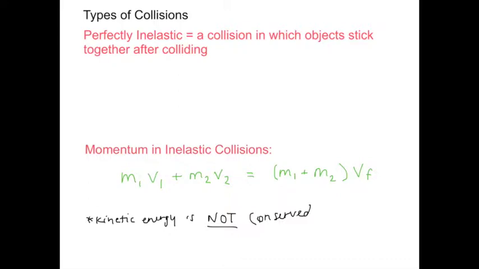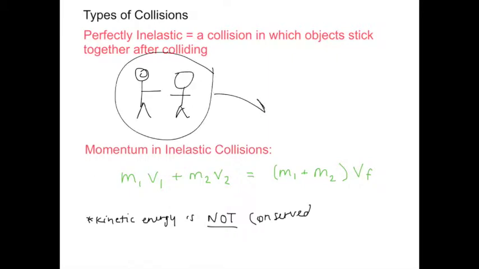So you can imagine, for example, a football player that tackles another football player. The two would stay together as they fall to the ground. They would be stuck together down here in this conjoined mass. Now let's look at how momentum works in inelastic collisions.